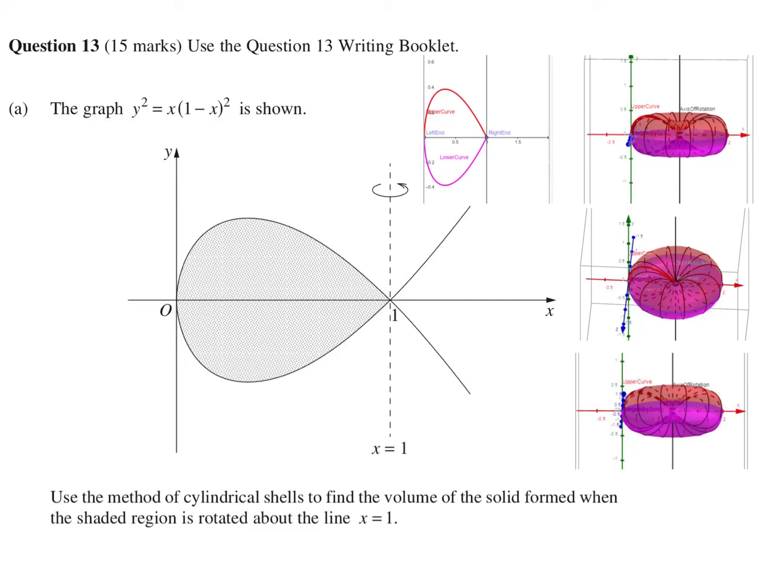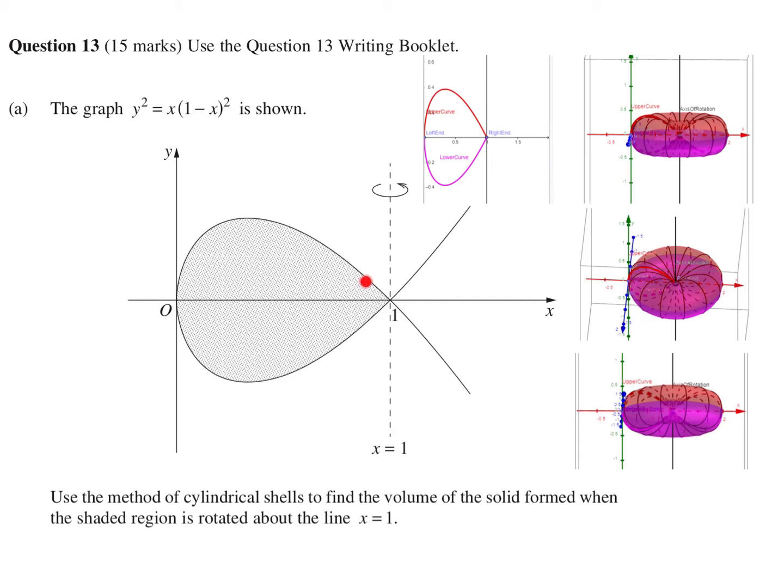In this video, I'm going to explain HSC 2018 Mathematics Extension 2, question number 13. Question A gives you a graph of y squared equals x(1 - x)², which is like this. And this graph is going to rotate about the axis of x equals 1. You have to calculate the volume of the solid, using the method of cylindrical shells from x equals 0 to x equals 1.